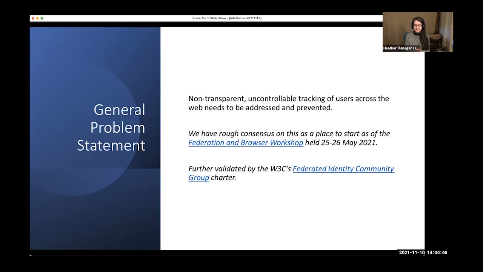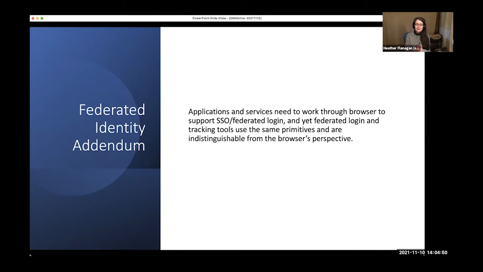And that's great, except there's a little bit of a problem, and that is when it comes to federated identity. A lot of the basic building blocks used on the web, which are used by entities that are doing the kind of tracking we're trying to prevent, are in fact the same building blocks used to enable federated identity.